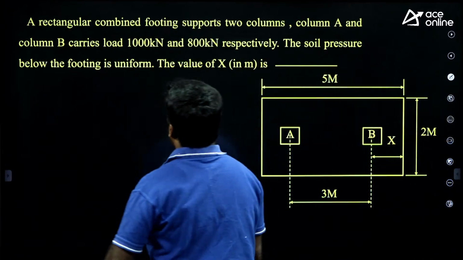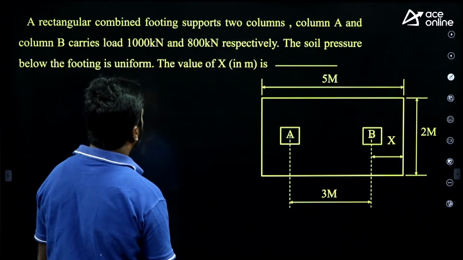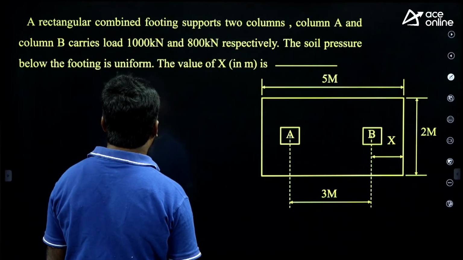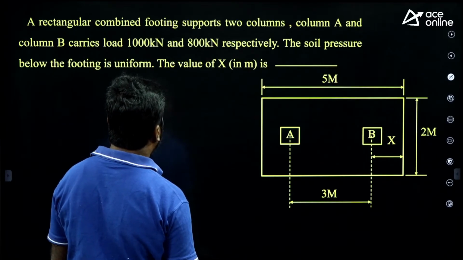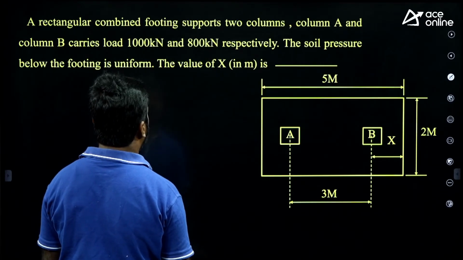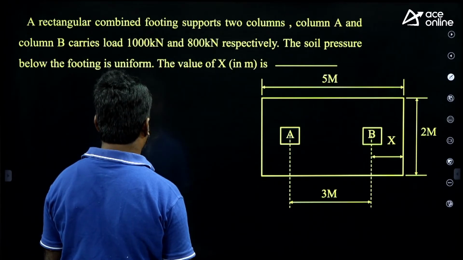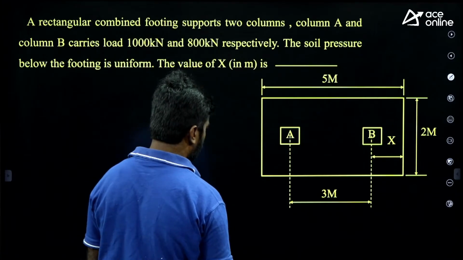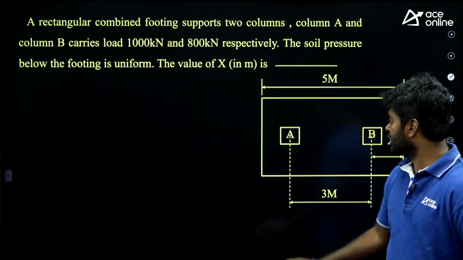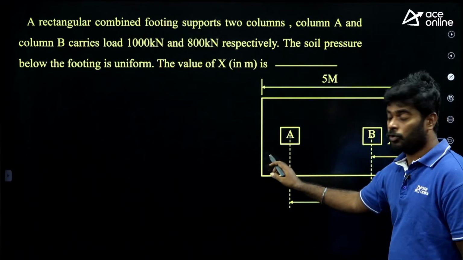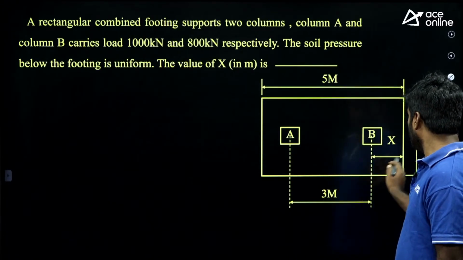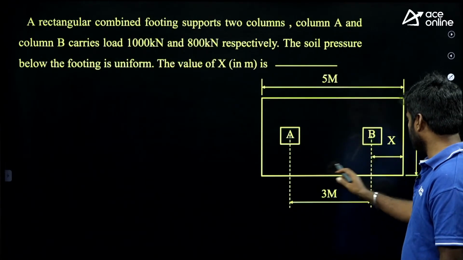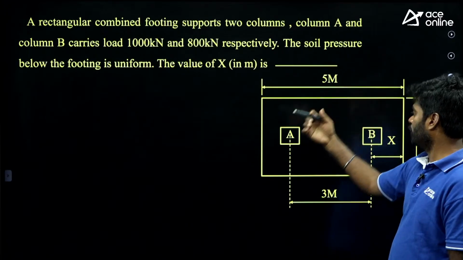Here it is given that a rectangular combined footing supports two columns, column A and column B, which carry loads of 1000 kilonewton and 800 kilonewton respectively. The soil pressure below the footing is uniform. The value of X in meter is dash. My dear, it is the combined footing supporting two columns, A and B, and they are asking to find the value of X. They have given the center to center distance, the width of the footing, and the length of the footing.